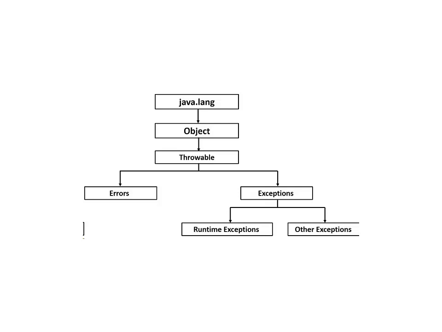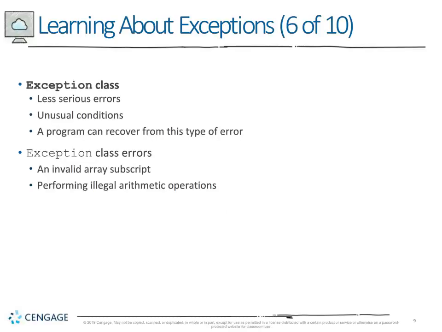Errors are generated to indicate errors generated by the runtime environment. For example, the JVM, Java Virtual Machine, is out of memory. Normally, programs cannot recover from errors. The Exception class has two main subclasses, the IOException class and the RuntimeException class. An error indicates serious problems that a reasonable application shouldn't try to catch, while an exception indicates conditions that a reasonable application might want to catch.